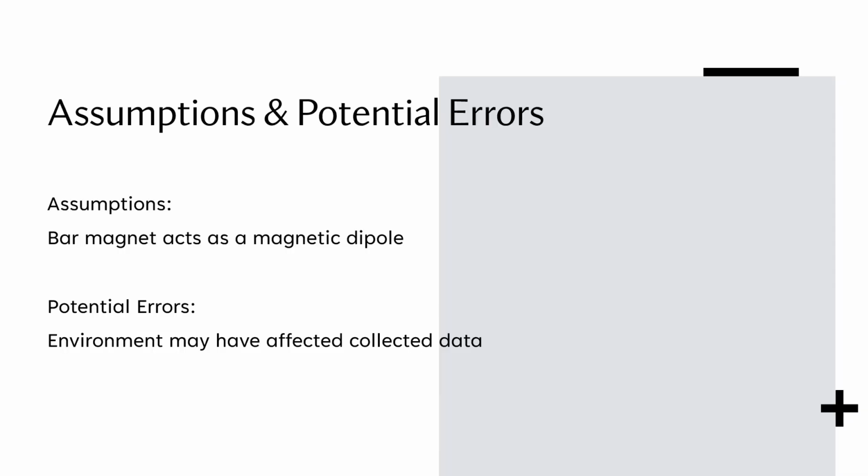The assumption that we made during the experiment was that the bar magnet acts as a magnetic dipole. The potential errors that we may have had were that the environment may have affected the collected data, like if there was metal or other magnets nearby, which could have affected our result.